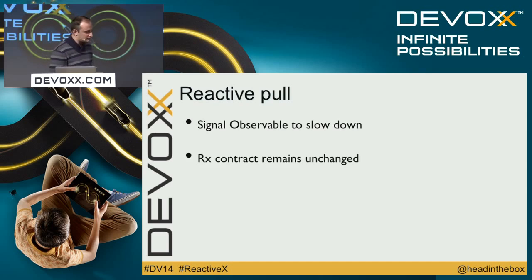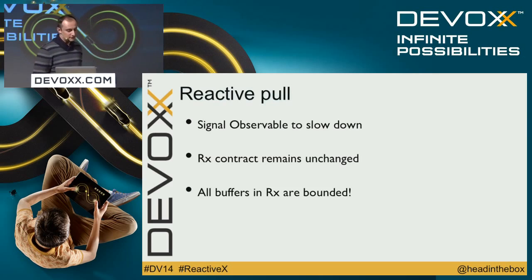So the important thing of this reactive pool model is that the Rx contract remains unchanged. So the integrity of the emissions is still guaranteed, right? We still know that the emissions will not happen overlapping, and all the other things that we talked about in the contract are still upheld. Now, an important thing to notice is that all the buffers that operators use in Rx are now bounded, right? There are no unbounded operators in Rx anymore.